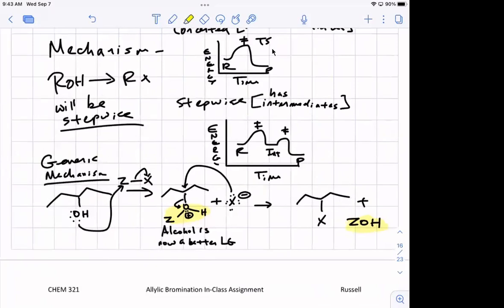If it's an SN1, that leaving group is going to leave first. If it's SN2, it's simultaneous. So the nucleophile is coming in at the same time the leaving group is leaving. But we'll talk about that more as we discuss this.